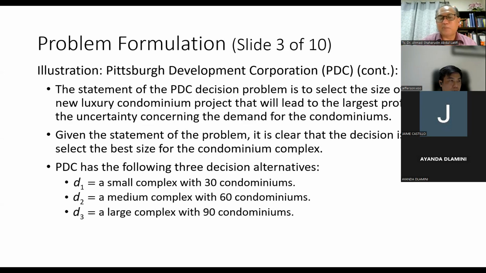Given the problem statement, it is clear that the decision is to select the best size for the condominium complex. So we have 3 decision alternatives. Like I mentioned just now, you need to identify your problem, and then you look into the decision alternatives. Decision 1 is to have a small complex with just 30 condominiums. Decision 2, a medium complex with 60 condominiums. Decision 3, a large complex with 90 condominiums. So which one do you need to choose?